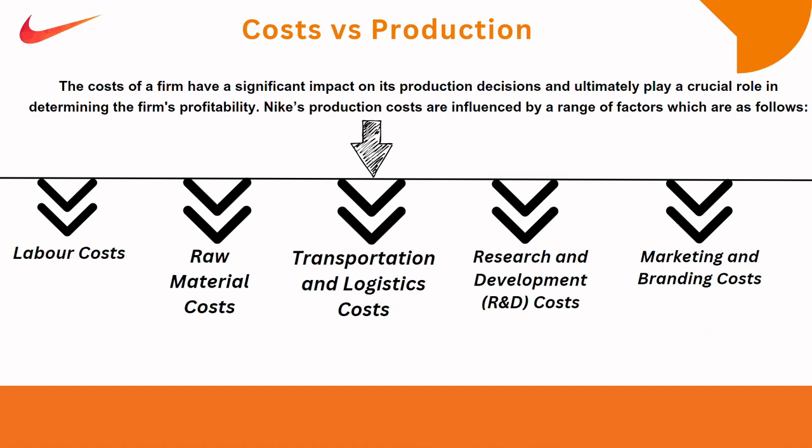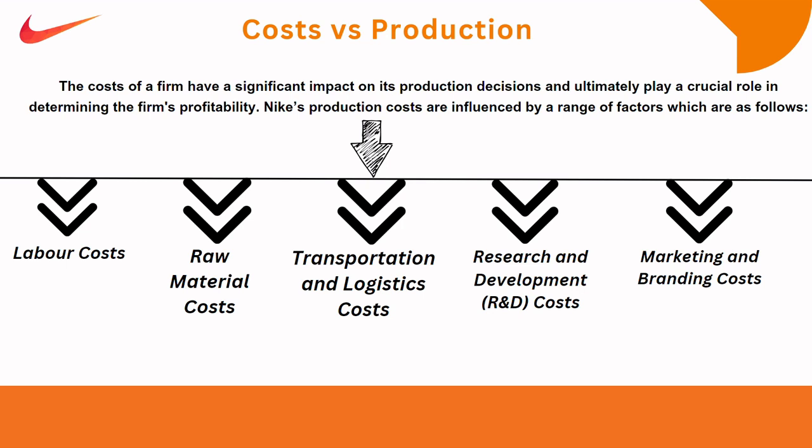The costs of a firm have a significant impact on its production decisions and ultimately play a crucial role in determining the firm's profitability, competitiveness, and long-term viability. Nike is one of the world's largest athletic footwear manufacturers, and its production costs are influenced by a range of factors which are as follows.